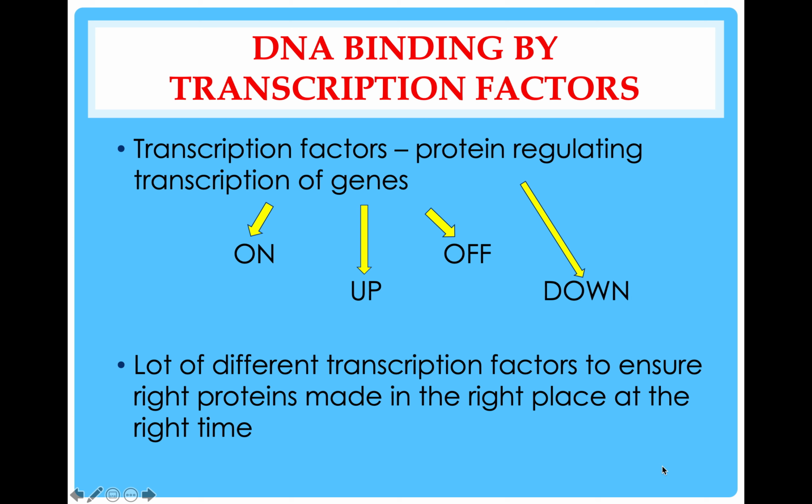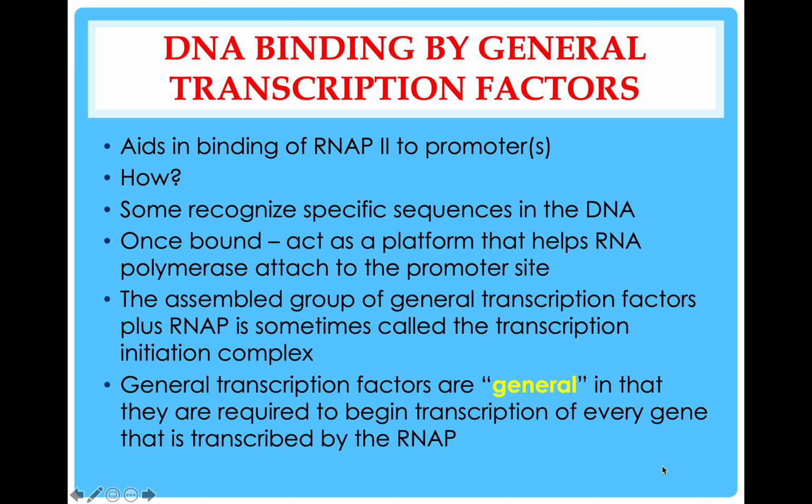So lots of different transcription factors are needed to ensure the right proteins are made at the right place, at the right time. So let's have a look first at how DNA binding occurs by general transcription factors. Basically, the function of general transcription factors is to aid in binding of RNA polymerase II to the promoters. And how is this done? Some of them, as we know from last week, recognize specific sequences in the DNA, and once bound, they act as a platform, which in turn helps the RNA polymerase attach to the promoter site, kind of like preparing RNA polymerase to bind to it.